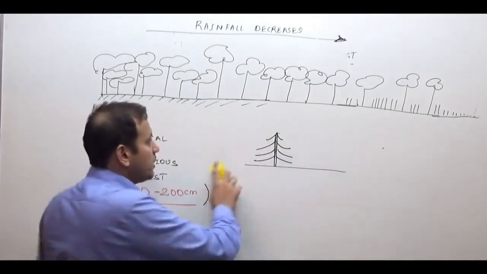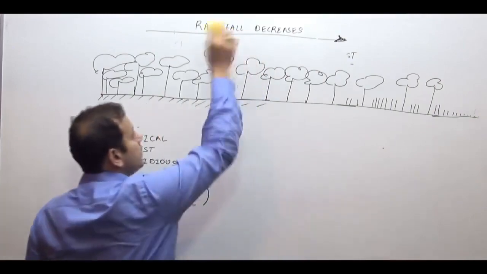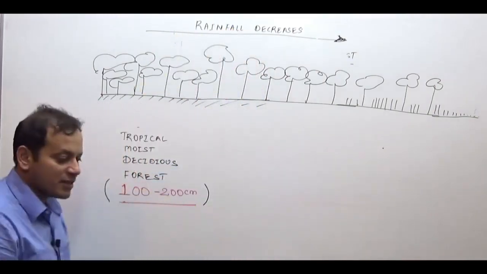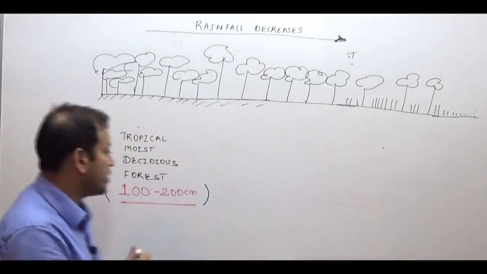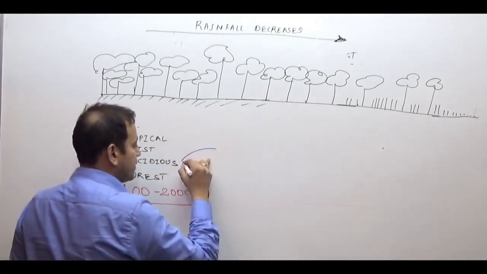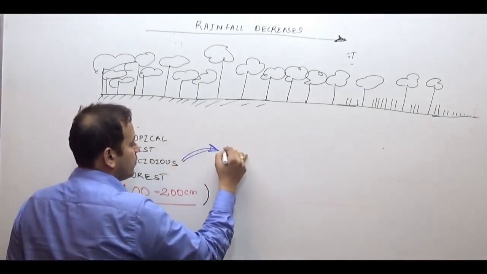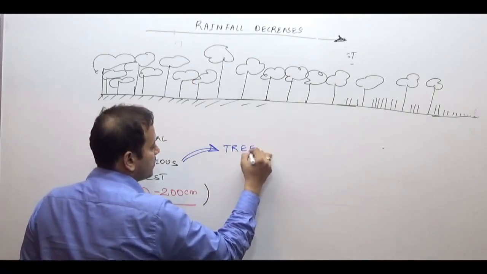Now, in this tropical deciduous forest, why is the word deciduous? Deciduous means the trees which shed their leaves during the dry season. These are the trees which shed their leaves.